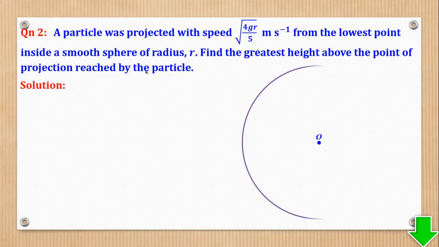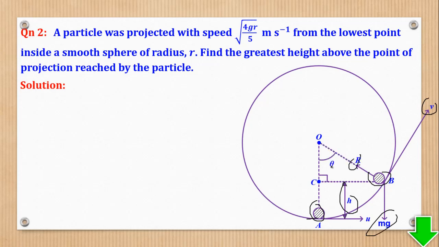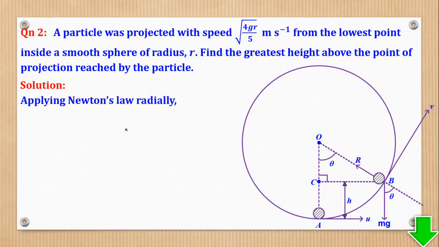So we shall first make a sketch of our hemisphere, of our spherical shell. This is the particle initially, and at a certain point, let it be at that point B with velocity v, and at a height h above the lowest point. Weight is that, normal reaction is that towards O, angle is that. So I'll apply Newton's law radially to give me that.